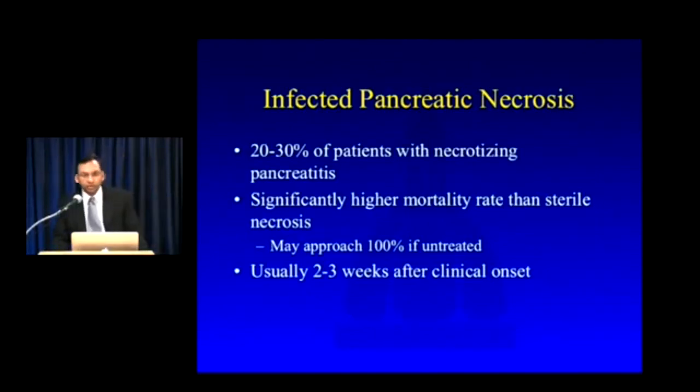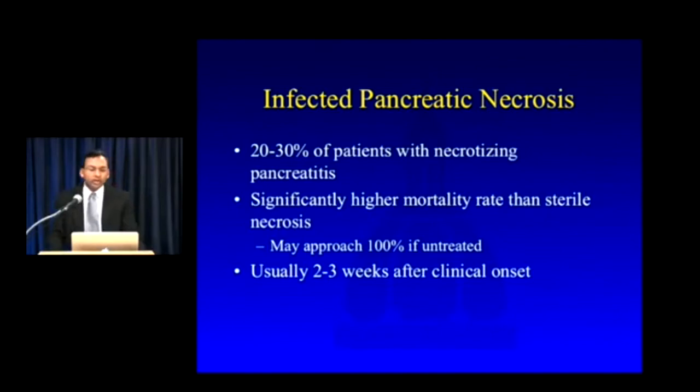Now, when you have someone who has pancreatic necrosis, one of the complications you most worry about is infected necrosis. This is somewhere in the order of about a quarter to a third of patients with necrotizing pancreatitis, and it implies superinfection by bacteria of the necrotic pancreatic parenchyma. Now, these patients are at very, very high risk for a poor outcome. In fact, if you don't treat these patients appropriately, infected necrosis has a mortality of essentially 100%.